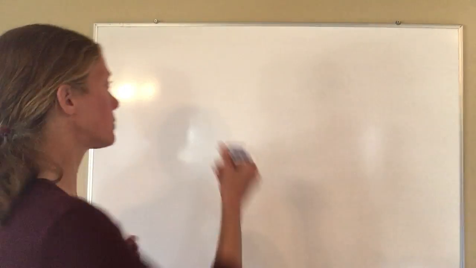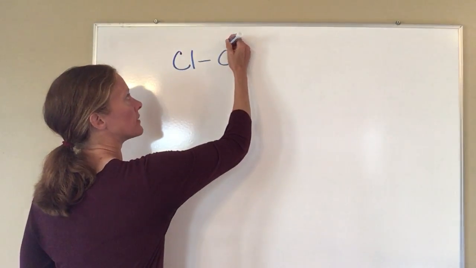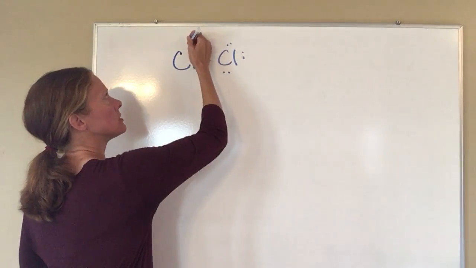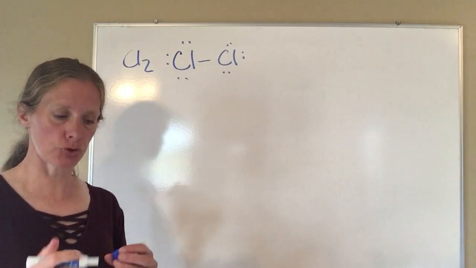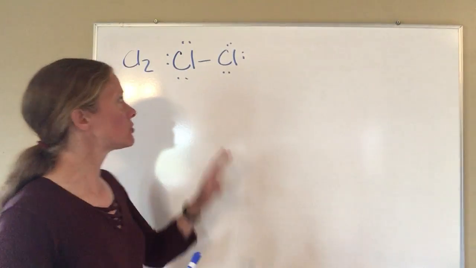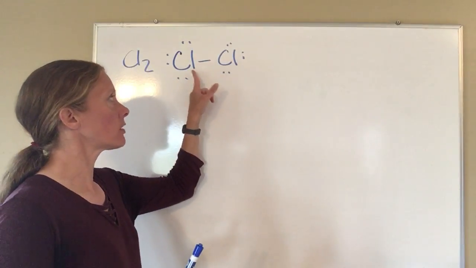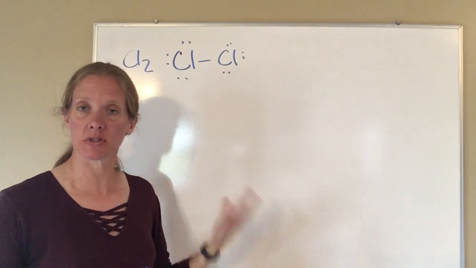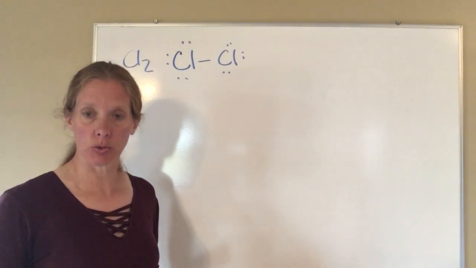So the first thing I want to look at is if I have 2 chlorine atoms that are bonded next to each other. Here is the Lewis structure for a Cl2 molecule, okay? They each have 7 electrons, they each need 1 more, so they will share an electron with each other. That helps them obey the octet rule, and this is a very stable molecule this way.